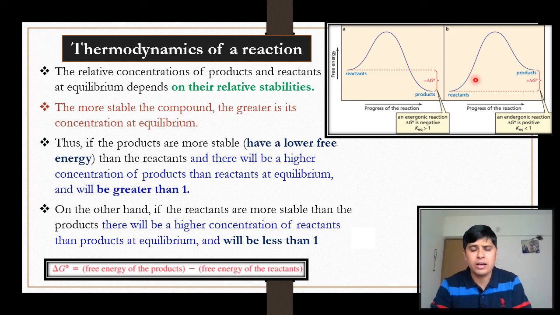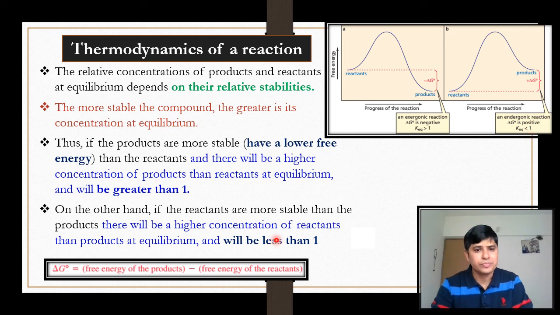Now see another case where the reactants have this much energy and are more stable than the product. The products have higher energy than the reactants, and the reactants have lower energy than the product. So here delta G is positive, and this is an endergonic reaction. Here delta G is positive, and the equilibrium constant K is less than 1.